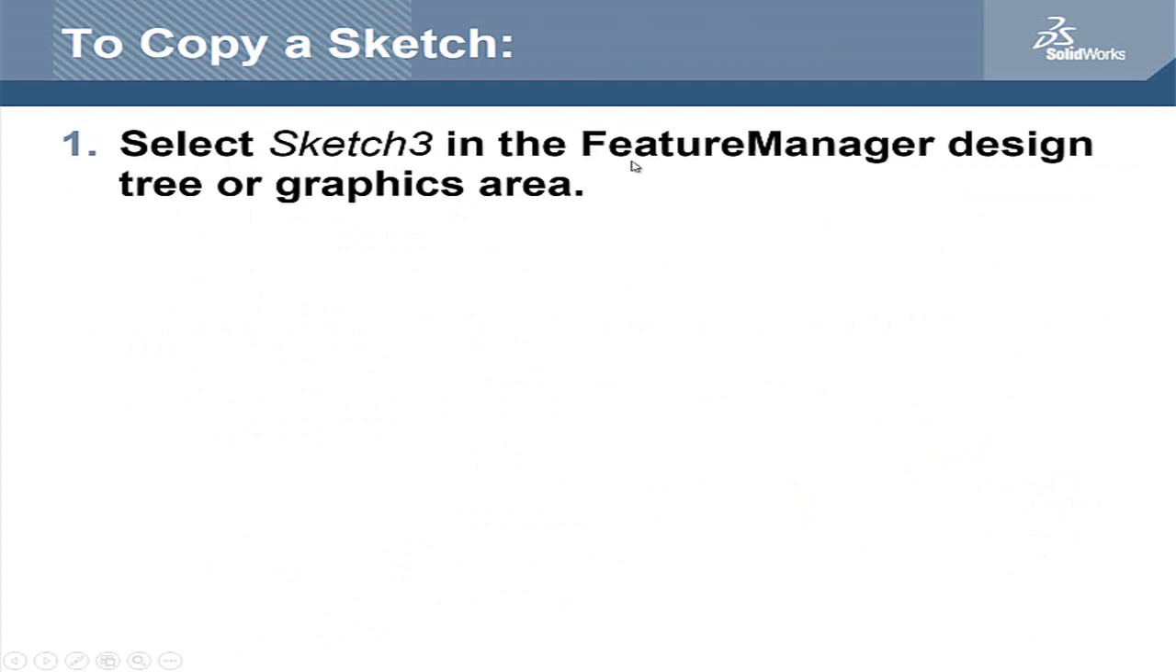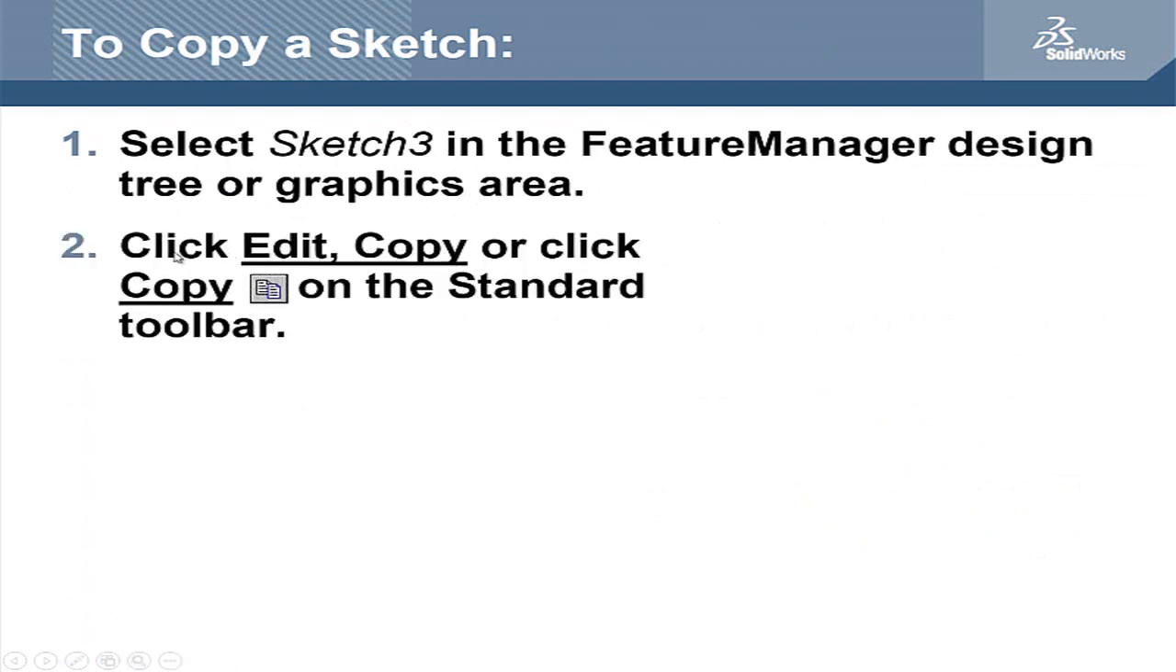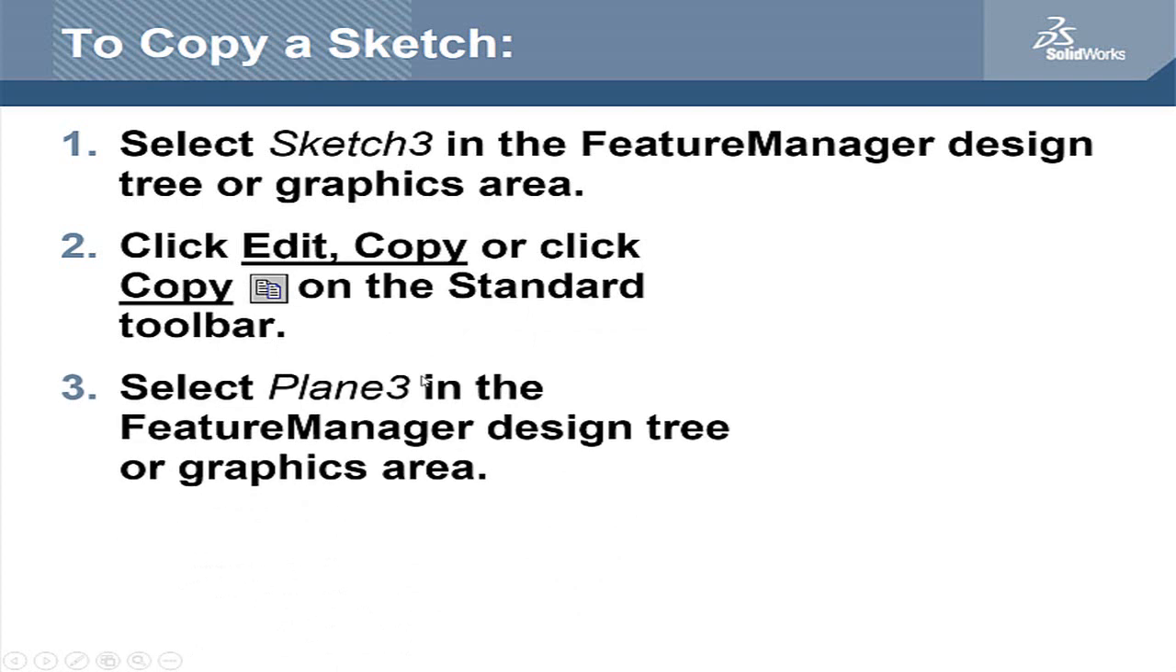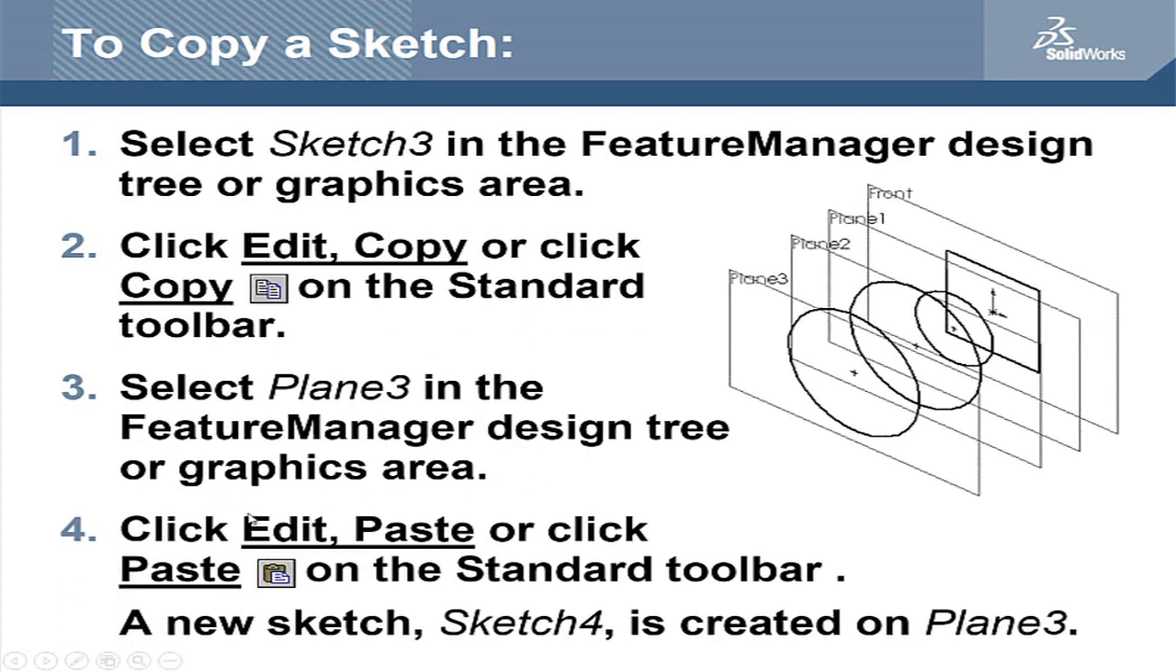How to copy a sketch. Select sketch 3 in the FeatureManager Design Tree or Graphics area, and then click Edit, Copy, or click Copy, this little guy, on the standard toolbar. Select plane 3 in the FeatureManager Design Tree or Graphics area, and click Edit, Paste, or click the little paste icon on the standard toolbar. A new sketch, sketch 4, is created in plane 3.